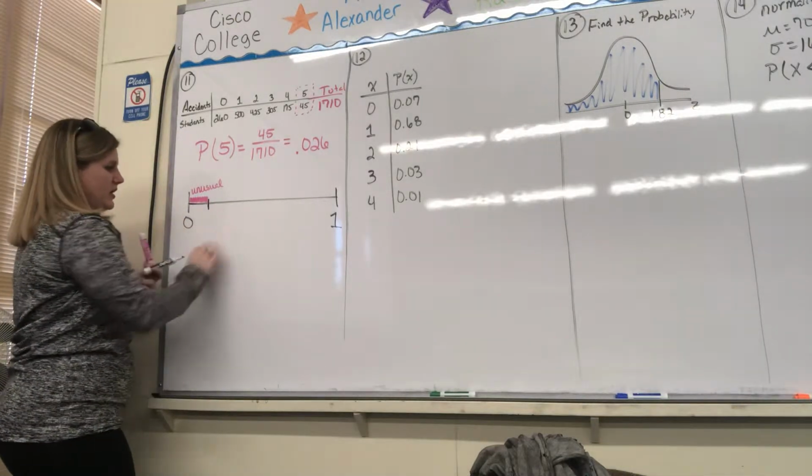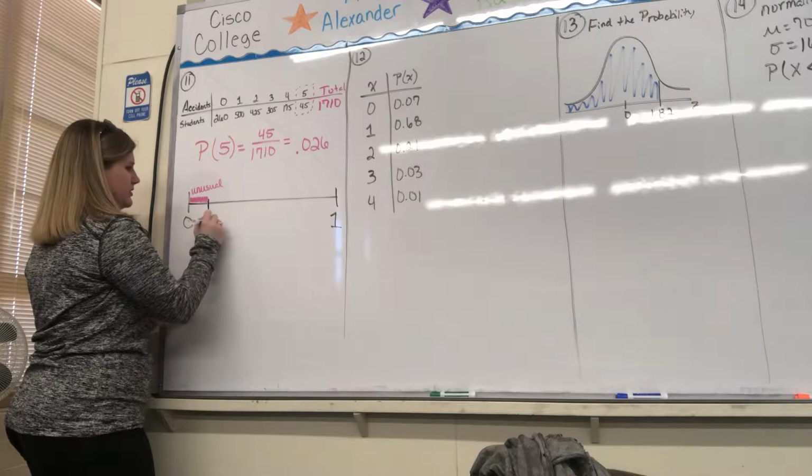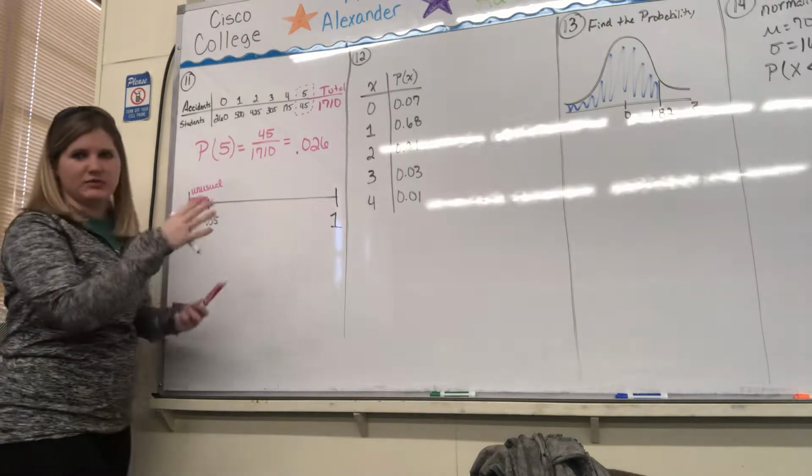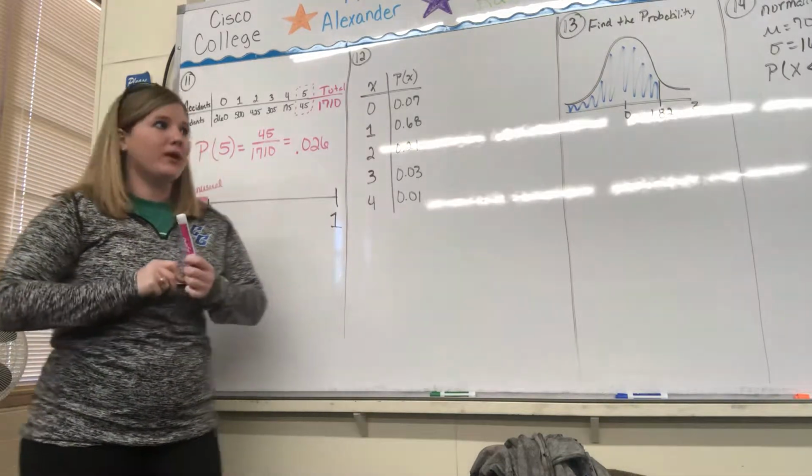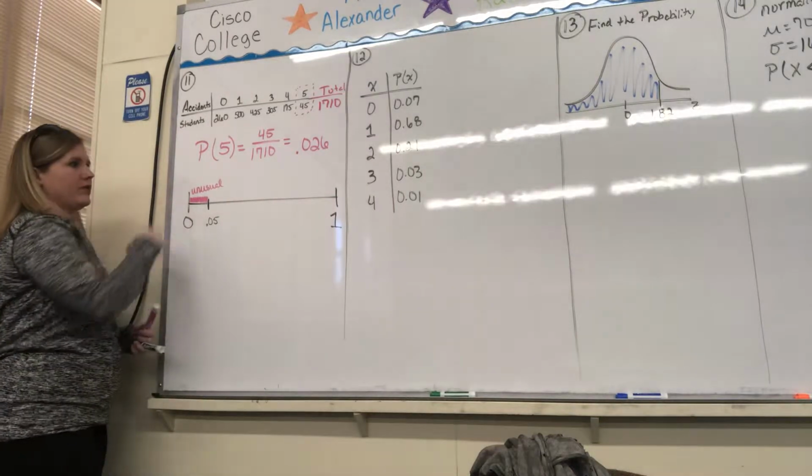Don't listen to me again. 0.05, that is correct. 0.5 would be in the middle. So 0.05 to 0, that is unusual.